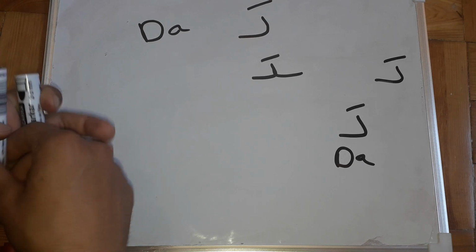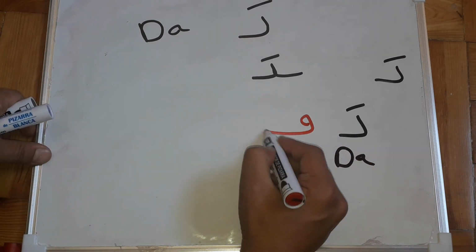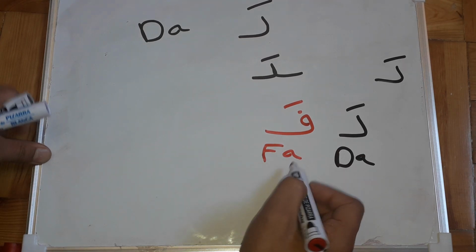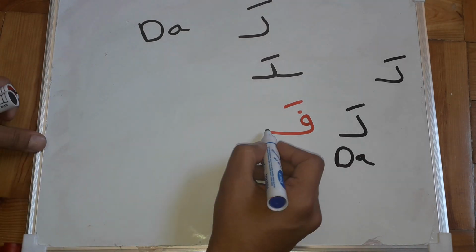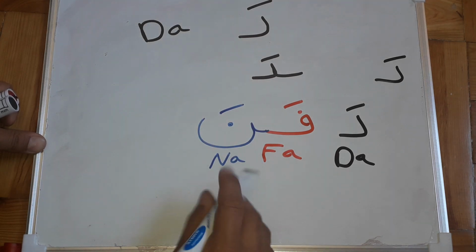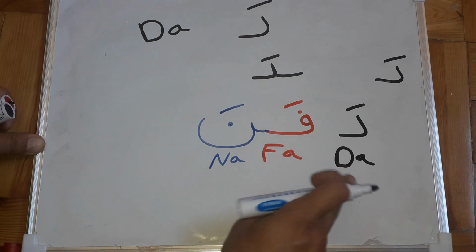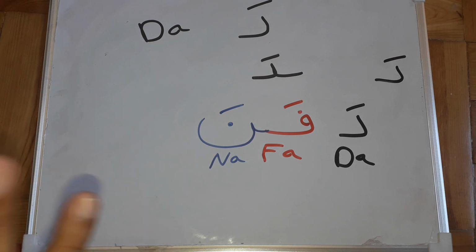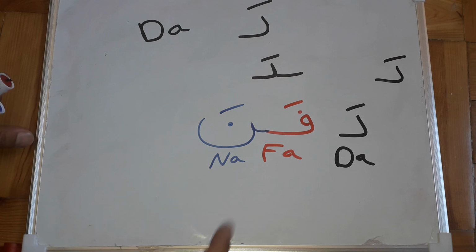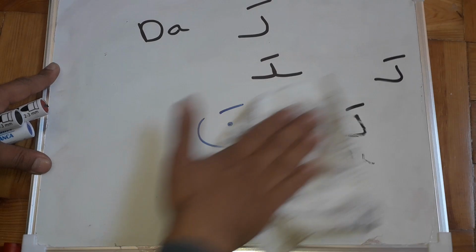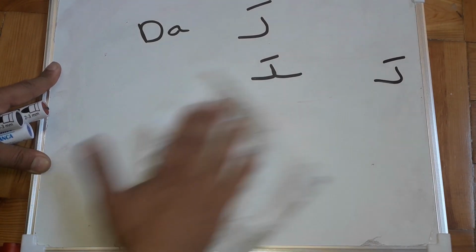So I have da, and then we have fa, and finally we have this na. Dafana, dafana. You will find the meaning in the video description. Just let's focus on how to read and write in Arabic. Okay, let's move to another verb.